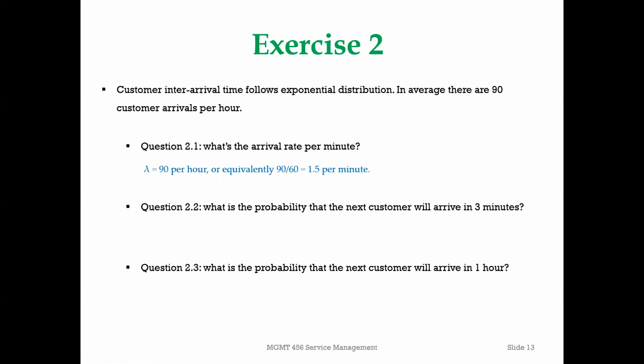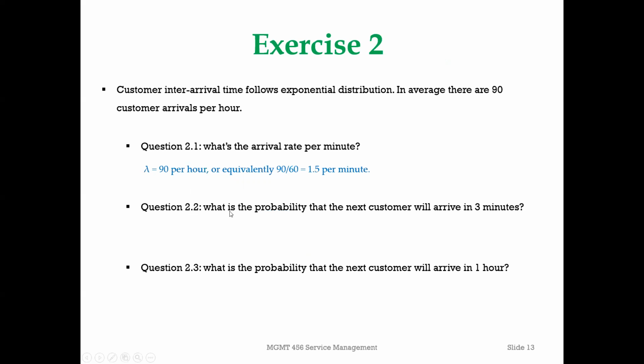The question is talking about arrival rate. It's also asking about lambda, but the per minute lambda. So we have the information lambda equal to 90 per hour. We want to convert lambda to how many per minute. So we divide by 60. So we have 1.5 per minute. So lambda equal to 90 per hour, also equal to 1.5 per minute, equivalent.